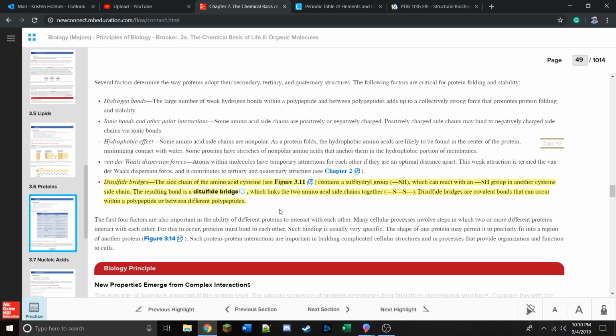The side chain of the amino acid cysteine. I don't know how to pronounce any of this. Anyway, the cysteine contains the sulfhydryl group, which, when it reacts with another cysteine side chain, creates a disulfide bridge, which links them together. And they're covalent bonds that occur on a polypeptide or between different polypeptides.